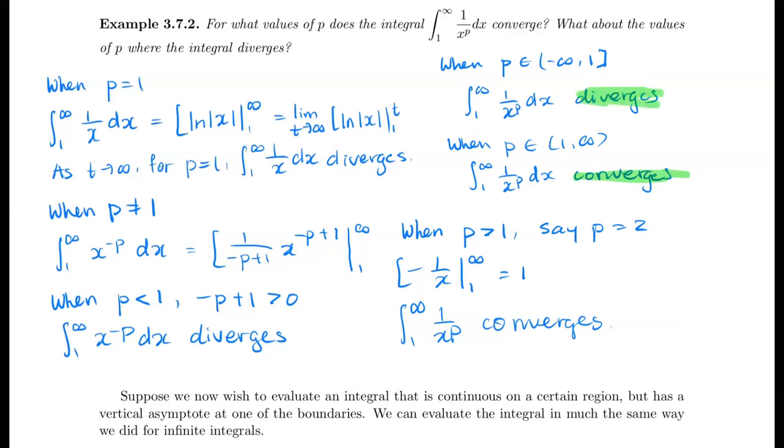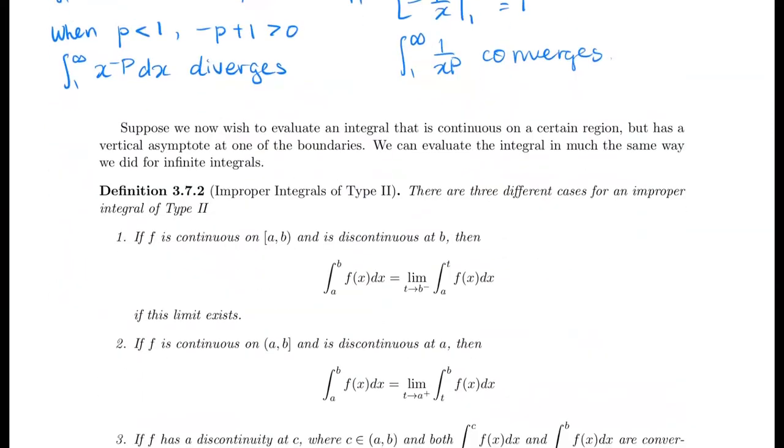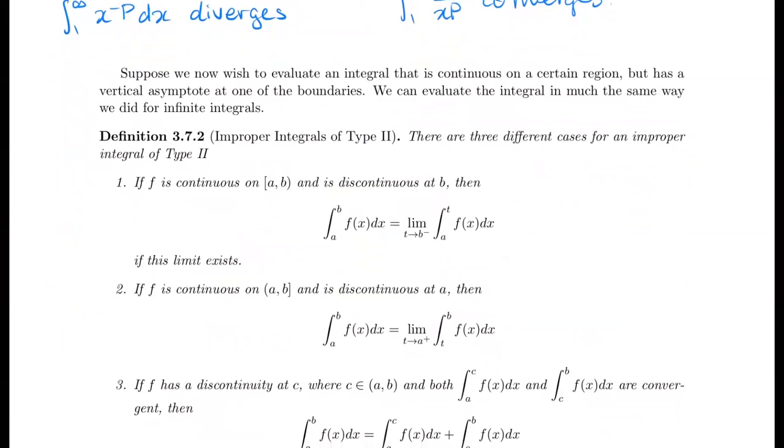All right. So now let's suppose that we want to evaluate an integral that is continuous on a certain region, but has a vertical asymptote at one of the boundaries. In this case, we can evaluate the integral much as we did for infinite integrals. So for example, there are two types. We call this the type 2 integral now.